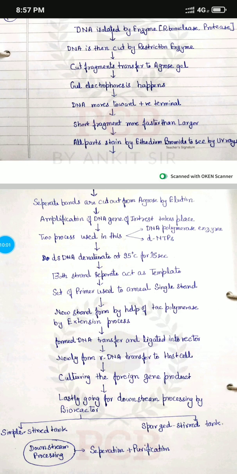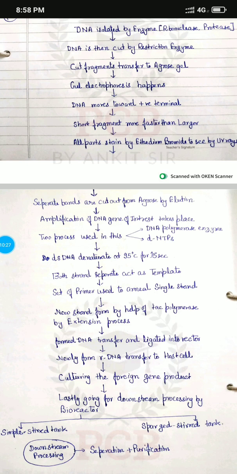Then this part goes for amplification. Amplification is a process in which any DNA of interest is taken and copies of it are made. There are two requirements: one is the DNA polymerase enzyme, and second is dNTPs. The double-stranded DNA is first denatured at 95 degrees Celsius for 15 seconds. Because of that, both strands of the DNA are separated.